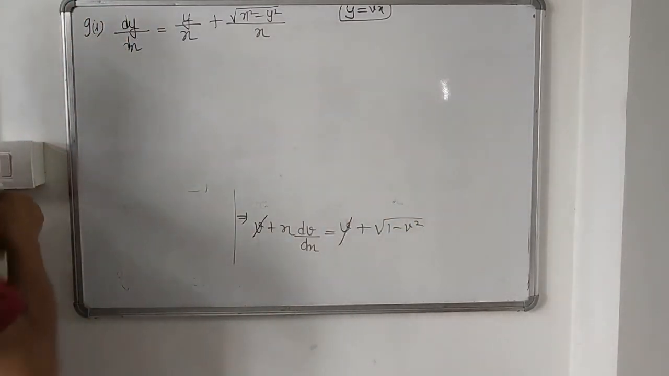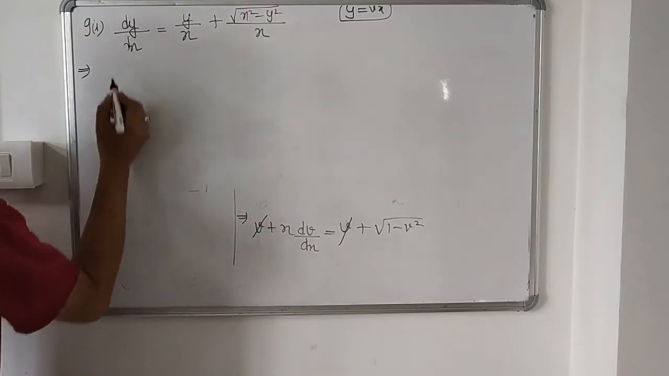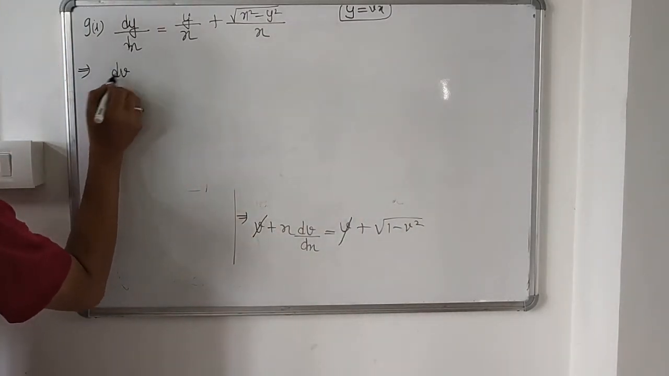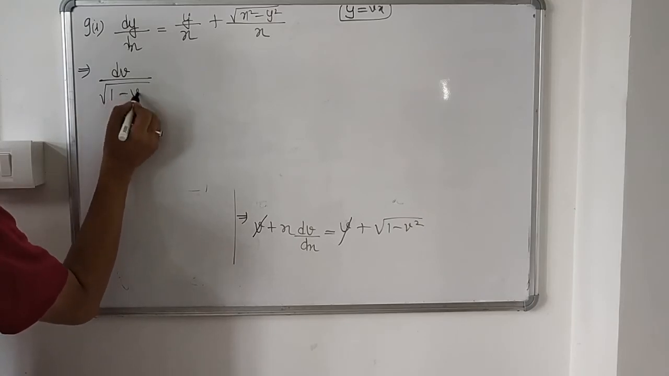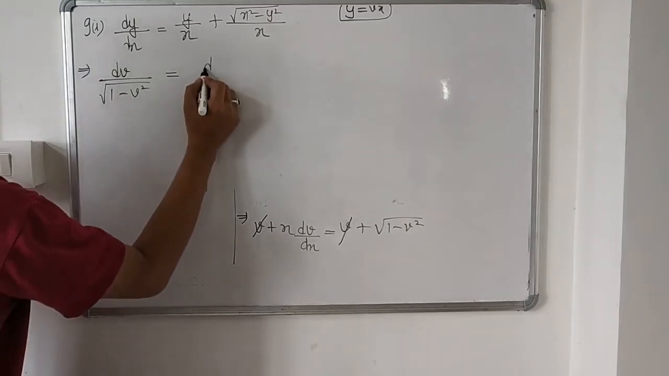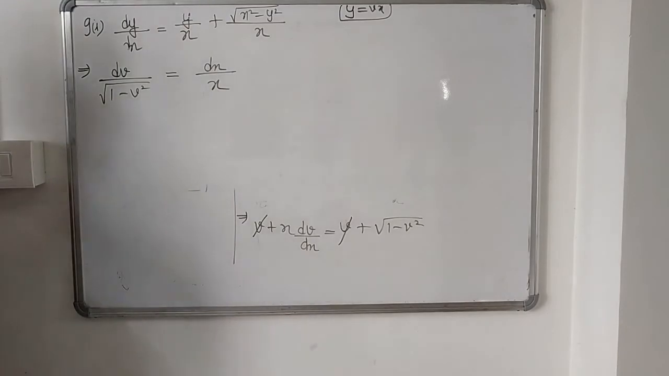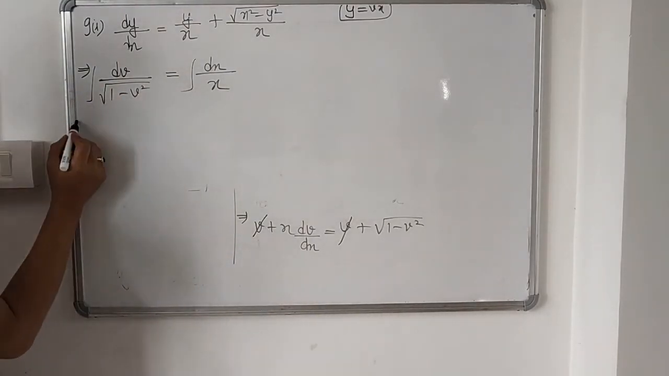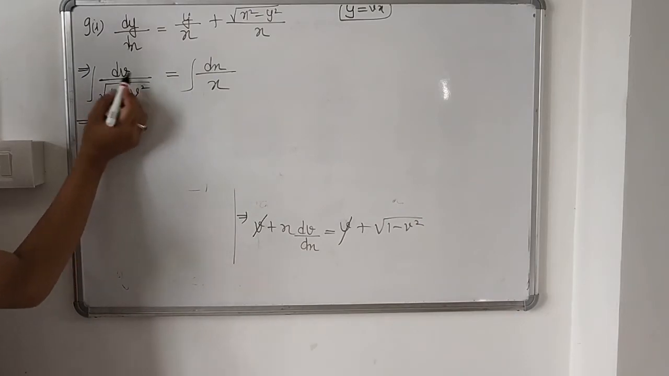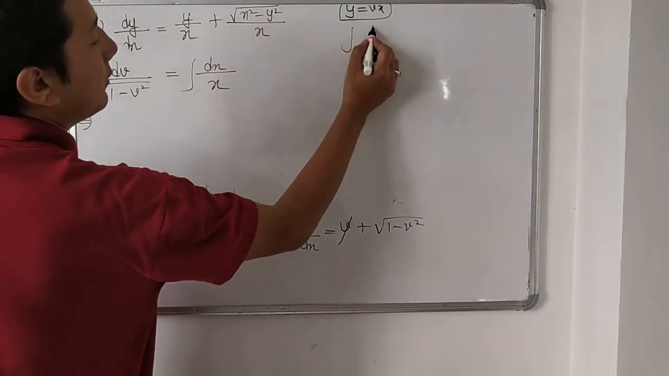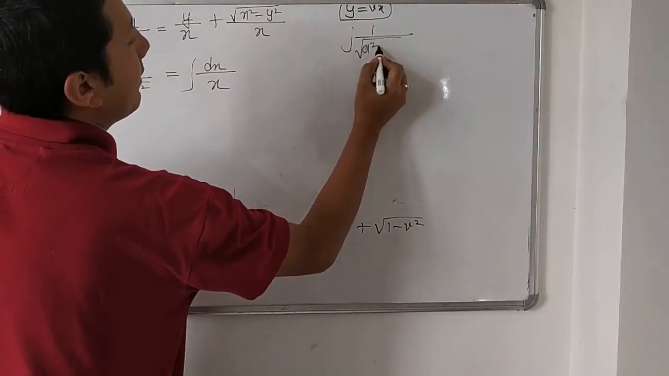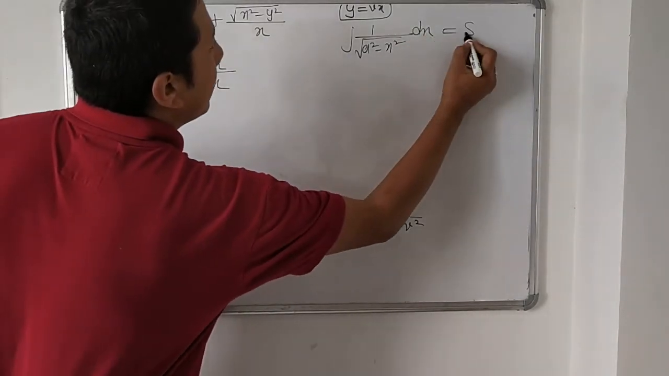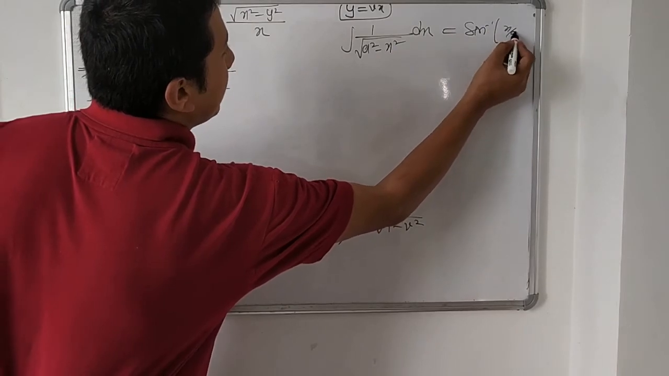So therefore, from here, you can cross multiply: dv by root of 1 minus v square equals dx by x. It has been separated, so I can use integration. Alright, I hope you know this. Integration of 1 by root of a square minus x square dx is sine inverse x by a plus c, right?